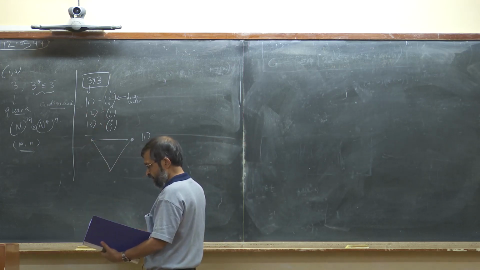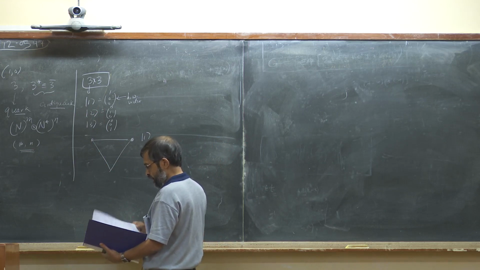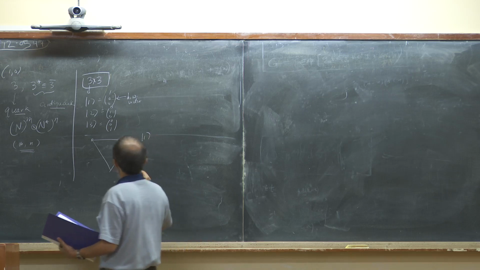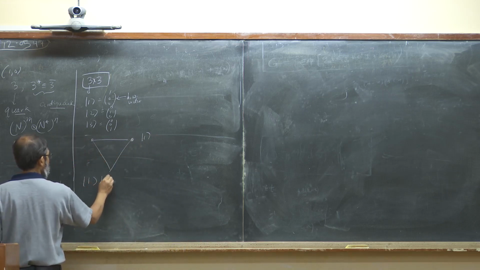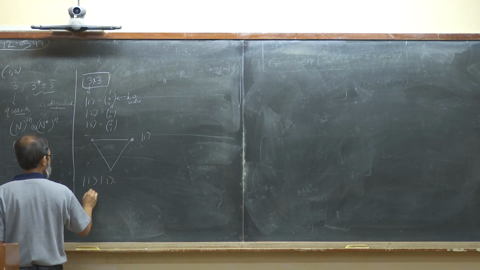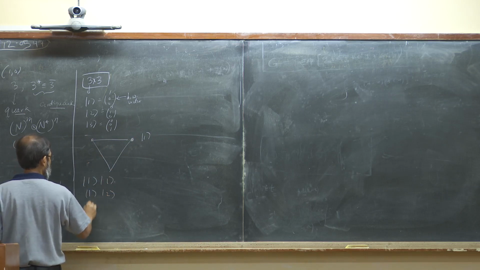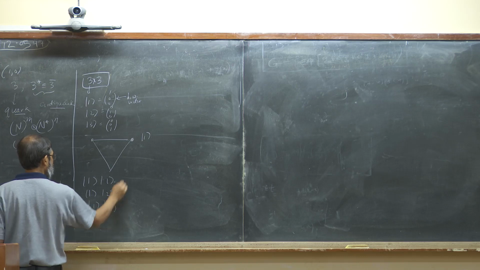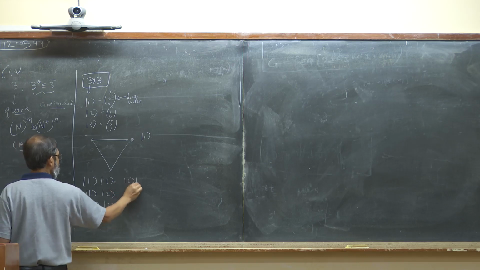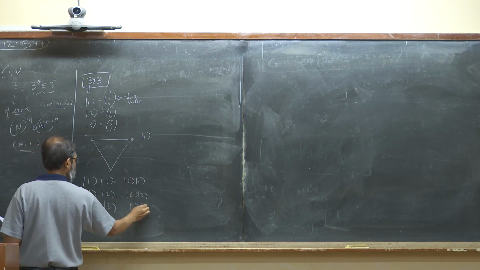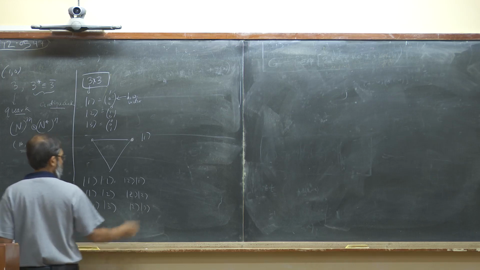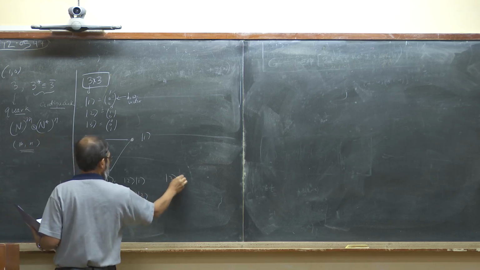Okay, so then 3 cross 3 will have how many states? Of course, it will have 1 1, 1 2, 1 3, etc., 2 1, 2 2, and so on. Okay, so now out of these, let me write it out once.